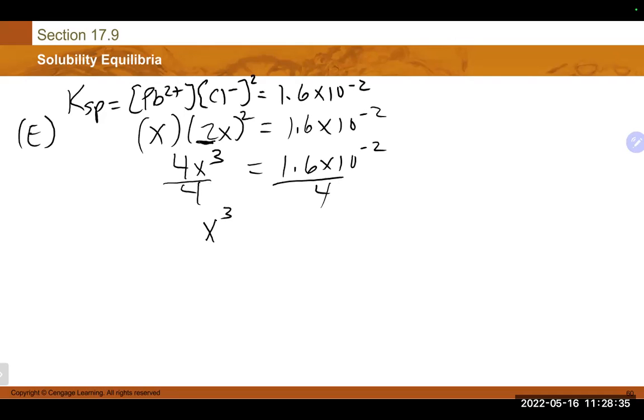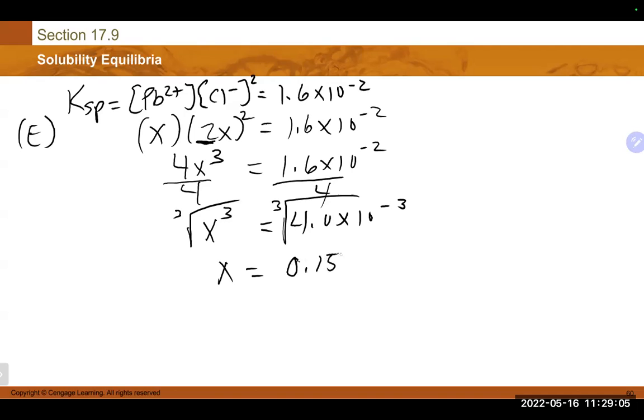Going to give me 1.6 times 10 to the minus 2 divided by 4, which is 4 times 10 to the minus 3. I'm going to take the cube root of both sides. And that would get me 0.159 as my x value.